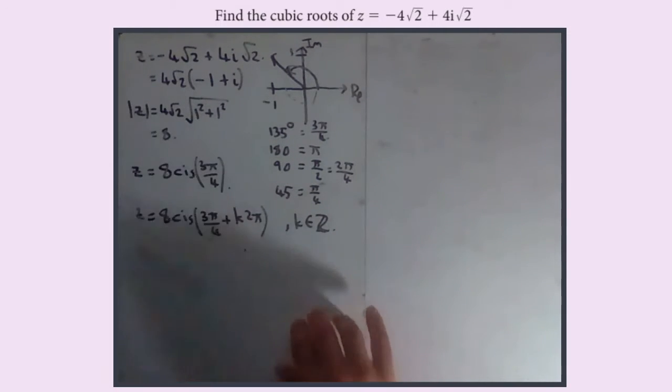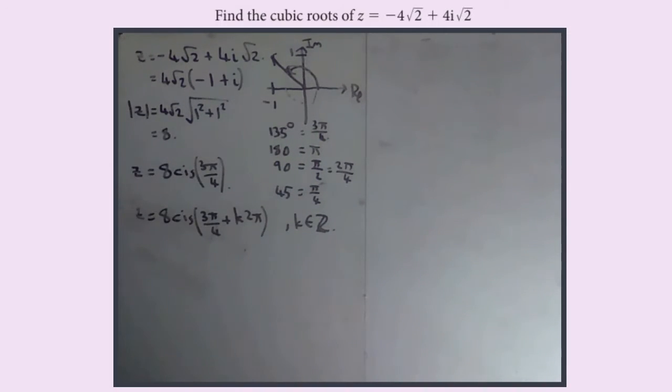Basically, if you have 8 cis 3 pi by 4 and you increase the argument by 2 pi, by 360 degrees, it gets you back to exactly the same place. We need to do this whenever we are finding an nth roots type problem involving complex numbers, because otherwise you're only going to get one answer. For a cubic root you're going to want 3 answers, for a fourth root you're going to want 4 answers, and so on.